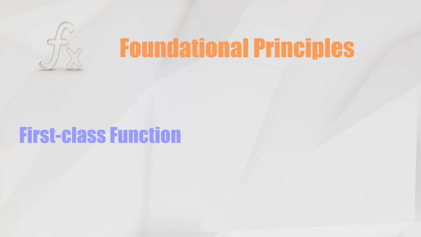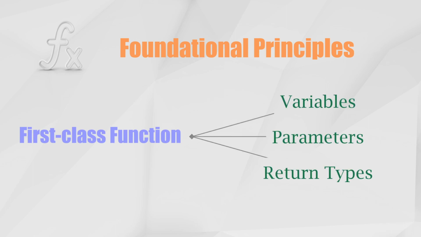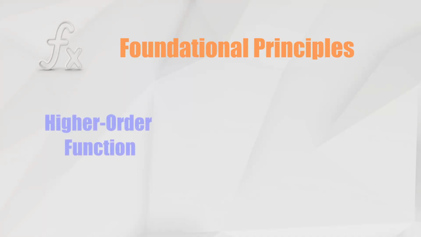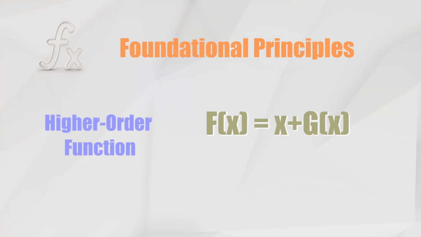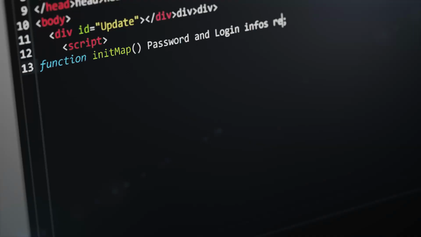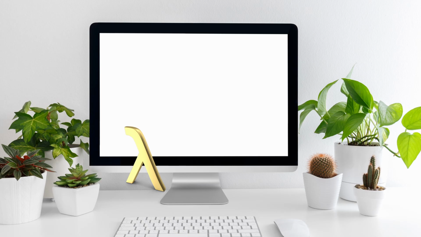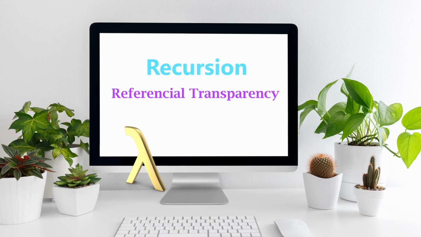First-class function. It's a function used in different ways. Variables, parameters, and return types can be expressed as functions. Everything is a function. Higher order function. It's a function that accepts functions as arguments or returns them as a result. Multiple functions can be used in function composition like pipelines. Other relevant concepts in functional programming include recursion and referential transparency.